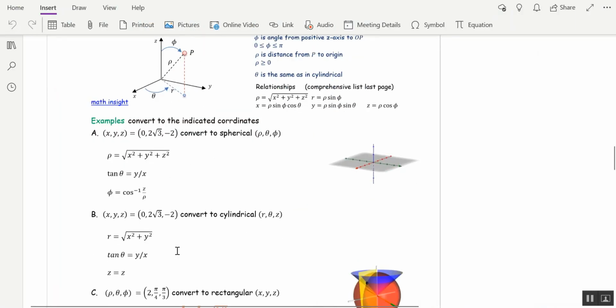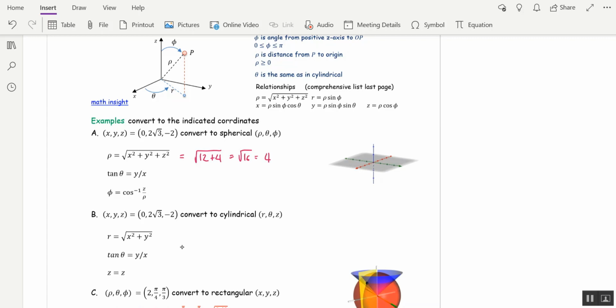I've already put in the conversion formulas from that last sheet for us. And let's see what happens. So we want to do an easy one first. We're going to go from rectangular to spherical. So this is just plug and play. This is going to be the square root of 12, and then the negative 2 squared is 4. So that's the square root of 16, which is 4.